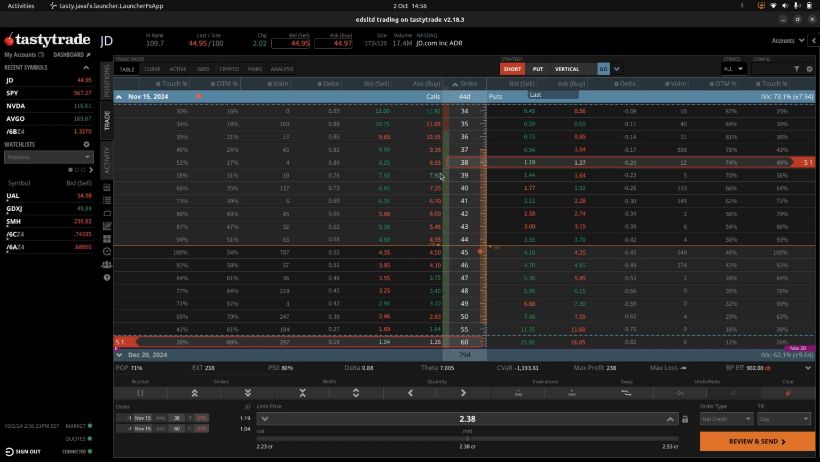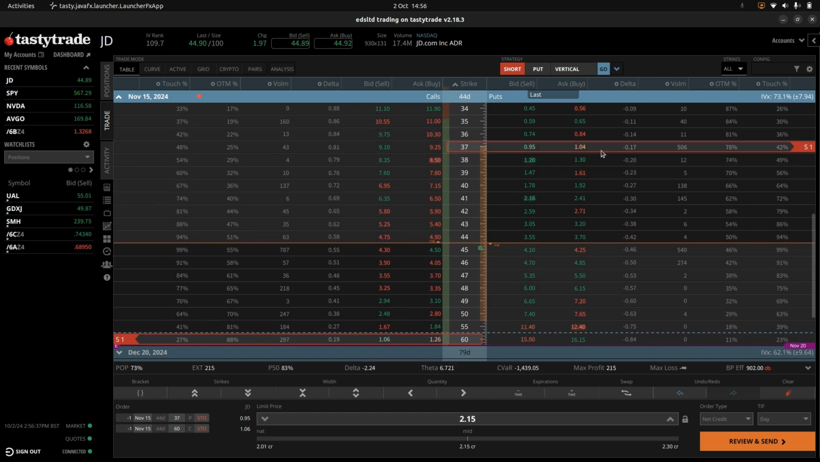And as you can see here, our contracts are placed just outside what the expected move is. Obviously, on the put side, it isn't quite outside the expected move. It would need to be at 37 for that, which we could always go with that if we wanted to.